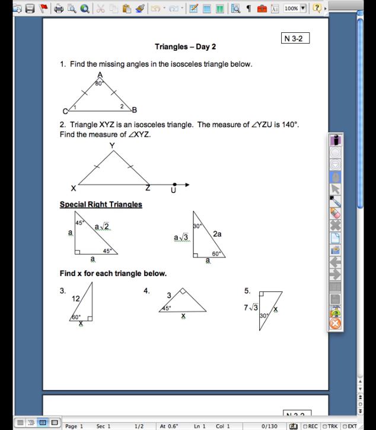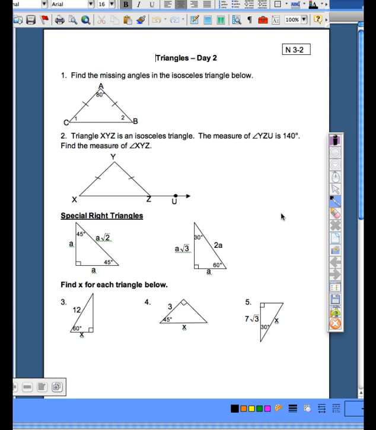Morning. Here's our second discussion over triangles, even though in the first one there were a few things about polygons in general. Let's start today on number 1. Find the missing angles of the isosceles triangle below.